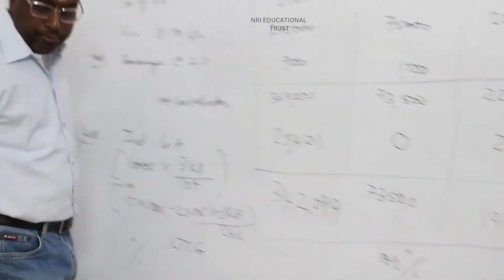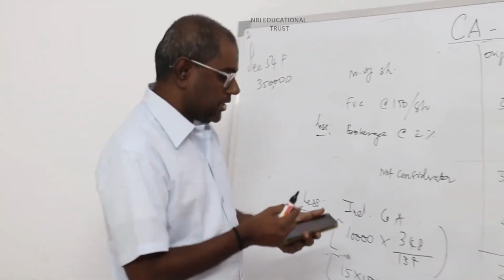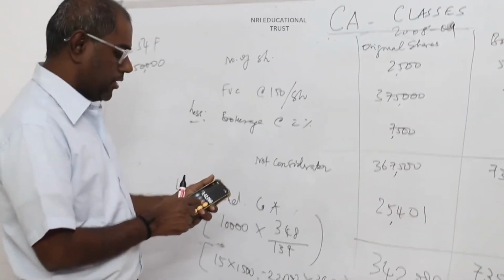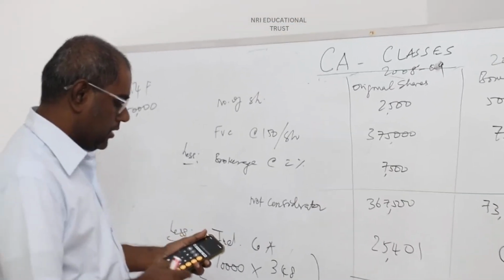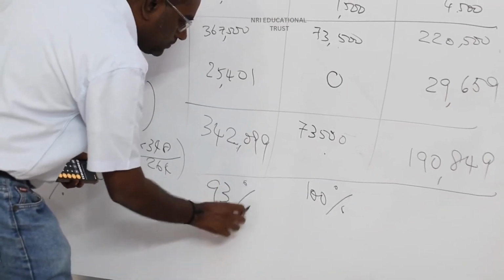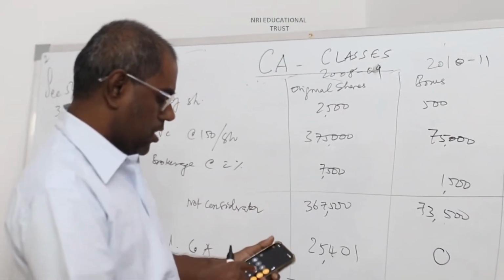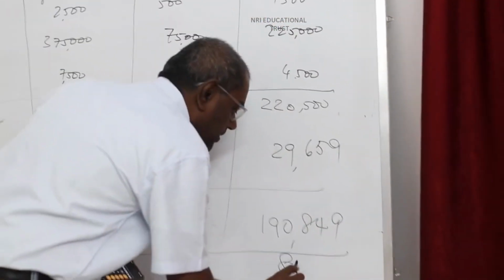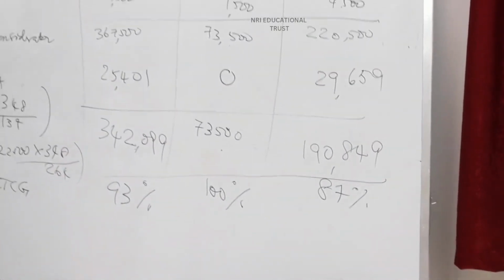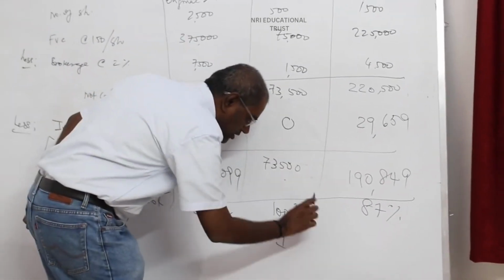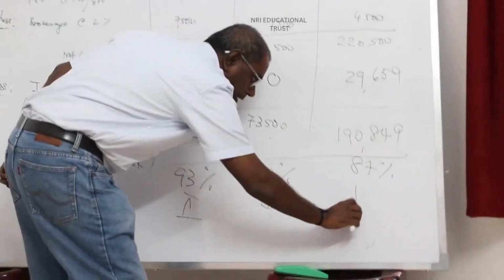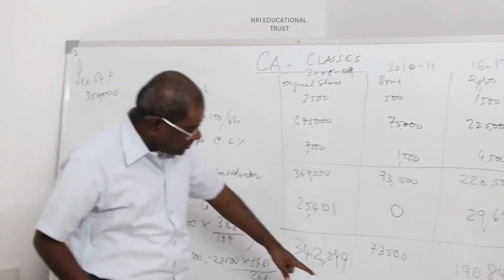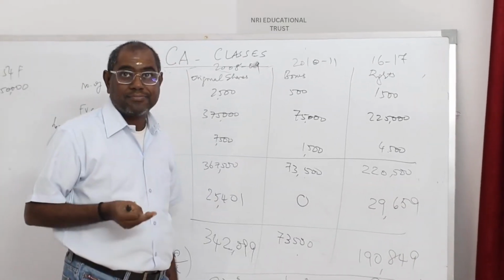Here it is 100% because the cost of acquisition is 0. Here, 3,42,099 divided by 3,67,500 is 93%. And here 1,90,849 divided by 2,20,500 is giving me 87%. So in the ranking, this will come as first rank, this as second rank, and this as the third rank. Why? If the percentage is higher, it gets first rank.